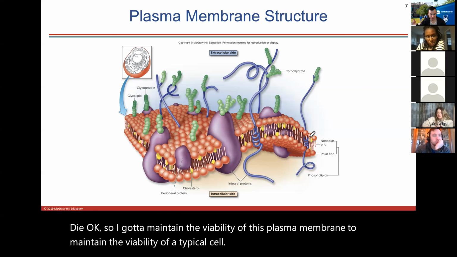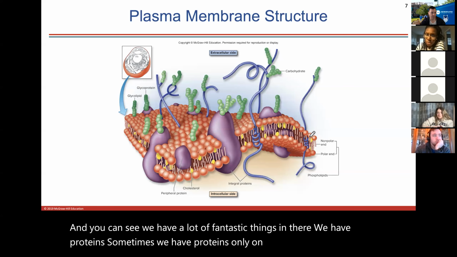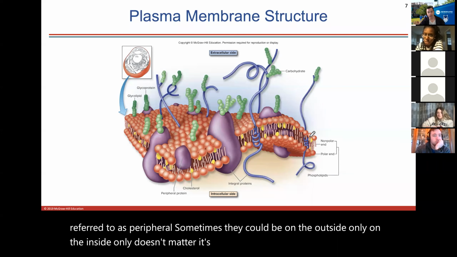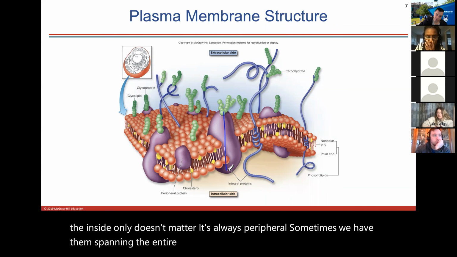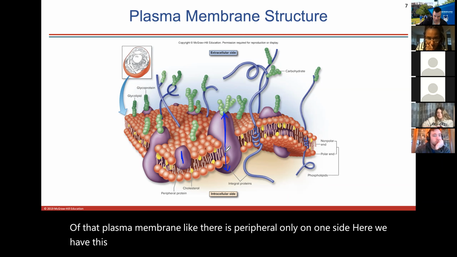And you can see we have a lot of fantastic things in there. We have proteins. Sometimes we have proteins only on one side. Those would be referred to as peripheral. Sometimes they could be on the outside only, on the inside only. Doesn't matter, it's always peripheral. Sometimes we have them spanning the entire width of the plasma membrane. Peripheral is only on one side; here we have integral, because it's integrated within the phospholipid bilayer.